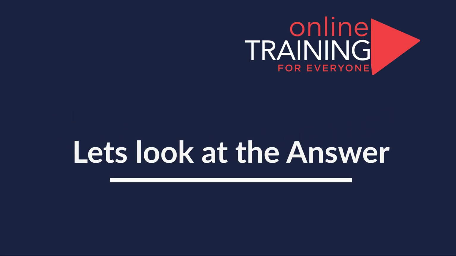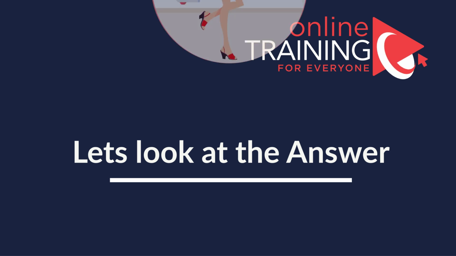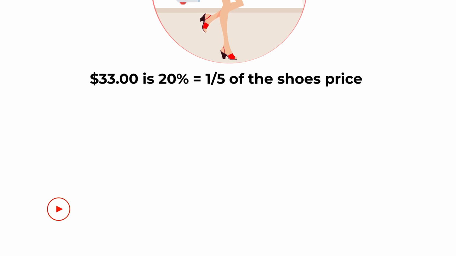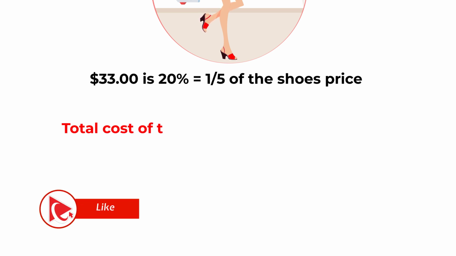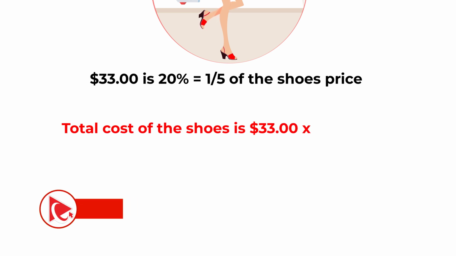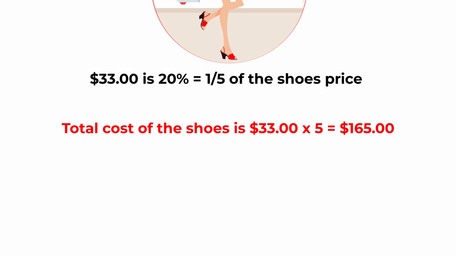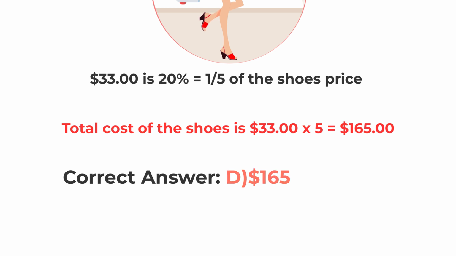The answer to this problem is very simple. $33 is 20% or 1/5 of the shoe's price. So the total cost of the shoes would be 33 multiplied by 5, which would be equal to $165. So the correct answer here is choice D, $165.